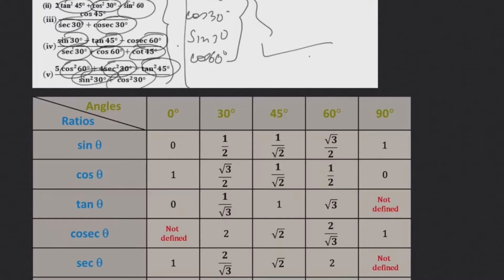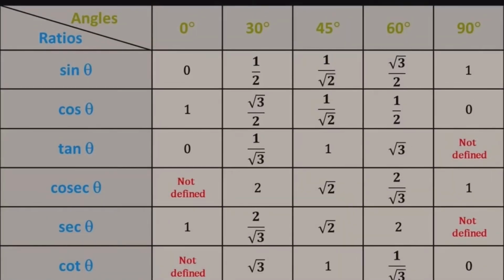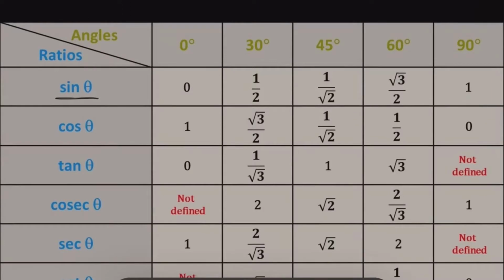The first thing that we need to do is, if we can somehow remember the values of sine theta, then I will show you the tricks how to remember the other values for cos, tan, cosec, sec, and cot. Always remember that the trigonometric ratio value will always be from 0 degree to 90 degree. So can we first remember sine 0 degree?